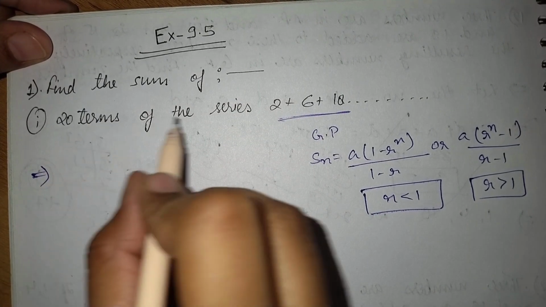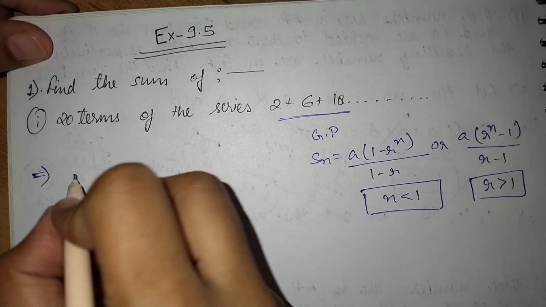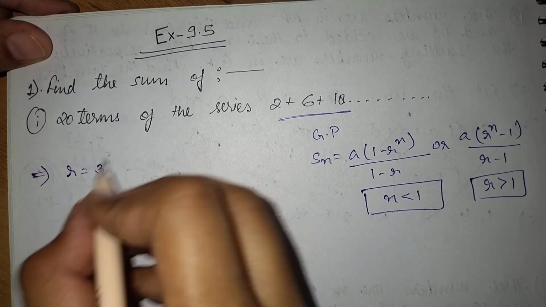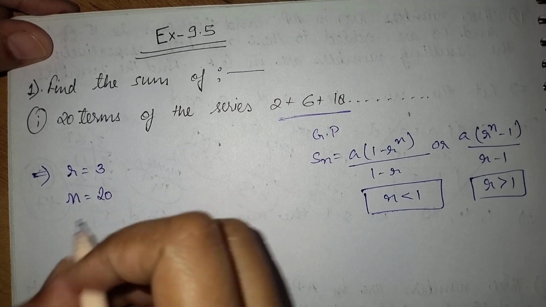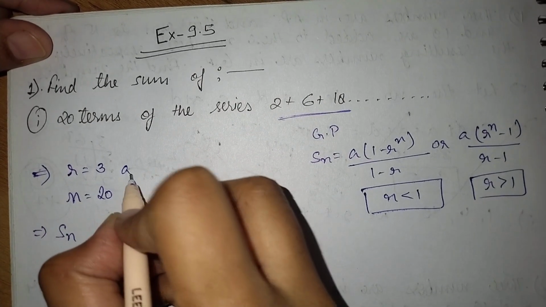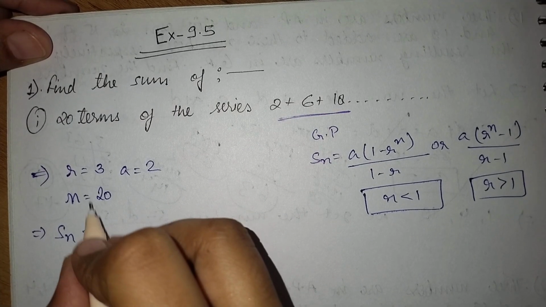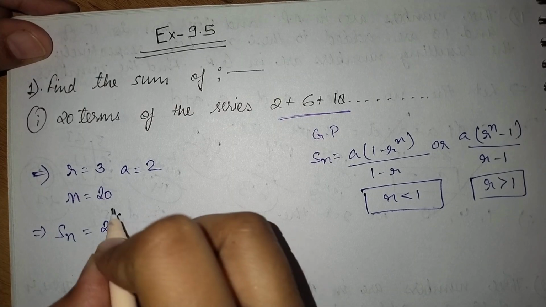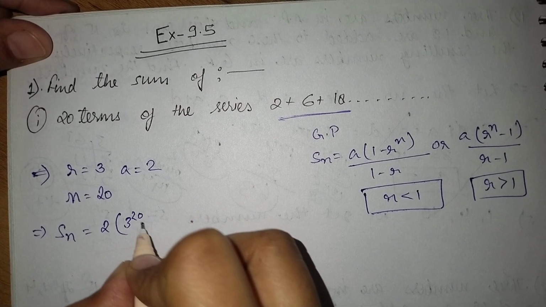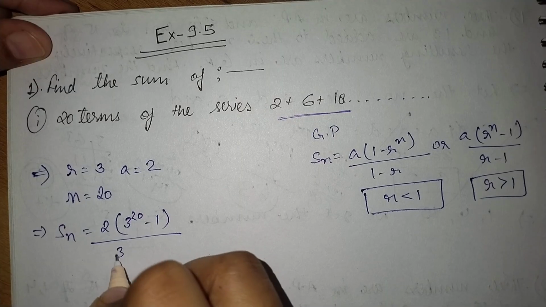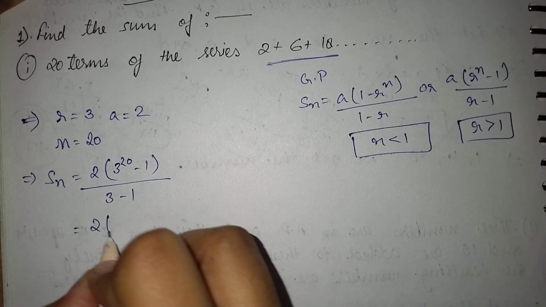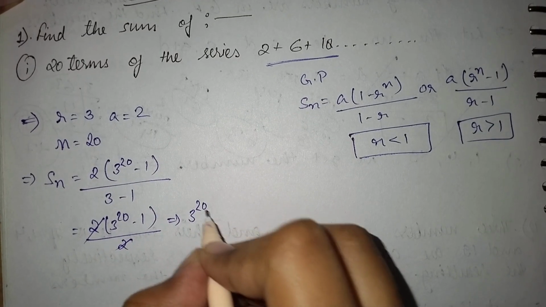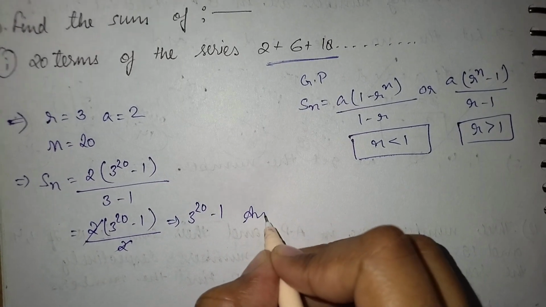Simply, if we want to find the sum of 20 terms of the series, here r is given, we can simply write this is 3. Now 20 terms, so n is equal to 20. The first term is also given, that is 2. The sum will become, as r is greater than 1, we will apply this formula here. This is 2, and r to the power n will become 3 to the power 20 minus 1 divided by 3 minus 1. So this will be 2 times (3^20 minus 1) divided by 2. Cancelling this, we will get 3^20 minus 1 as the final answer in this question.